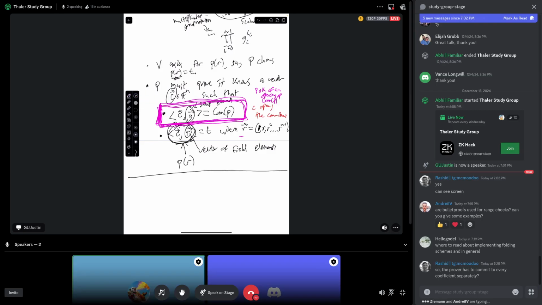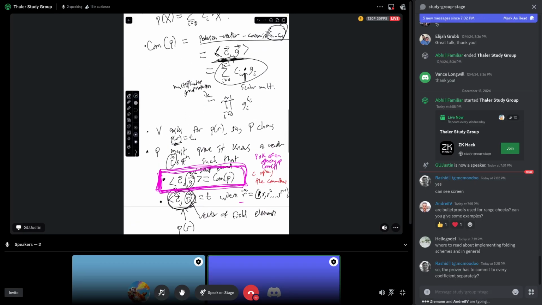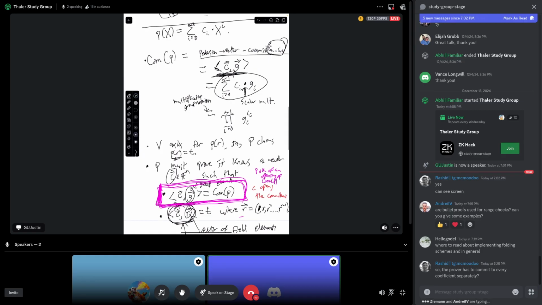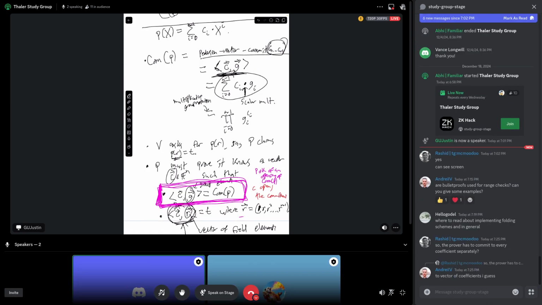Yeah, there's a question in chat. So the prover has to commit to every coefficient separately? No. If you just look at one term of this MSM, that involves a single coefficient. Let me put it in pink here. So for a fixed I, what is MSM? MSM is multi-scalar multiplication, and what that's referring to here is a linear combination. For every single entry of C or G, you're doing a scalar multiplication.